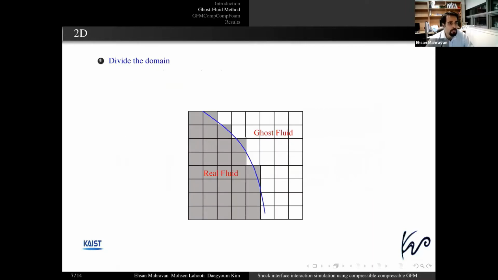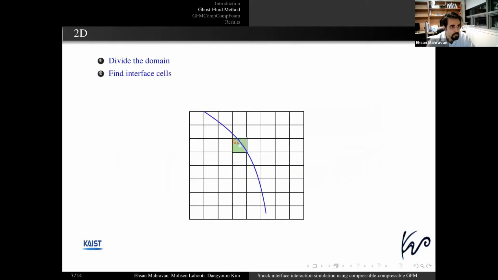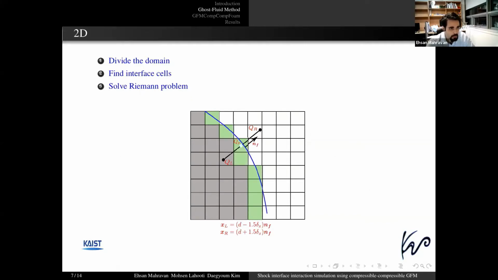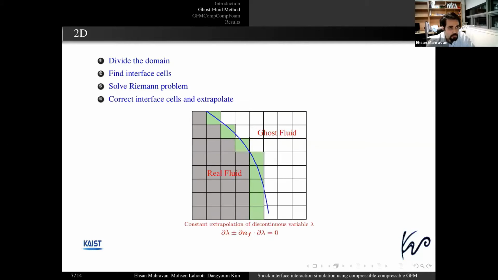So in 2D, again, we divide the domain into real and ghost regions, find the interfaces, and construct the Riemann solver in the direction normal to the interface. And after resolving the interface and finding Q star for all of the interface cells, we do the constant extrapolation using this relation that I provided here.